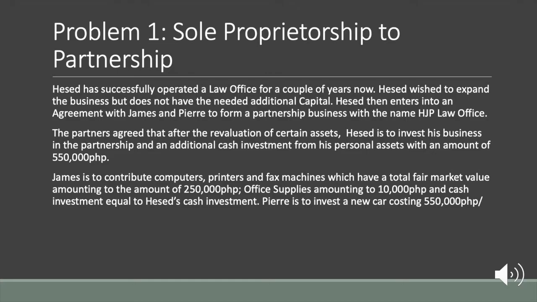James is to contribute computers, printers, and fax machines, which have a total fair market value amounting to 250,000 pesos, office supplies amounting to 10,000, and cash investment equal to Hesed's cash investment. Pierre is to invest a new car costing 550,000 pesos.